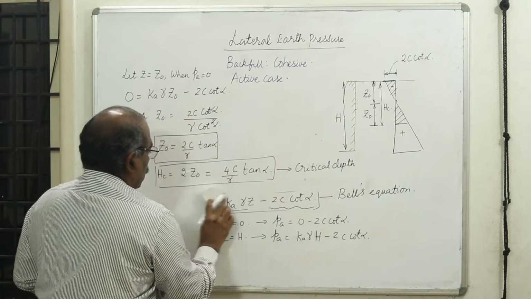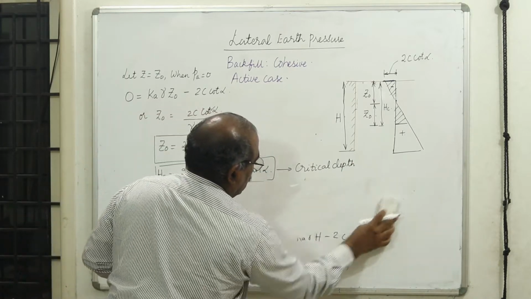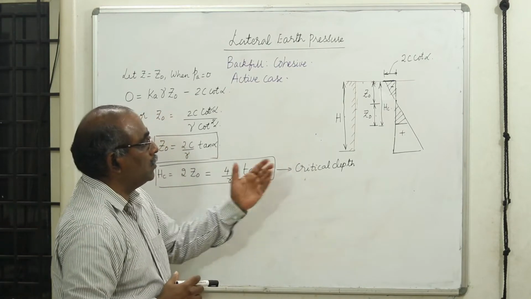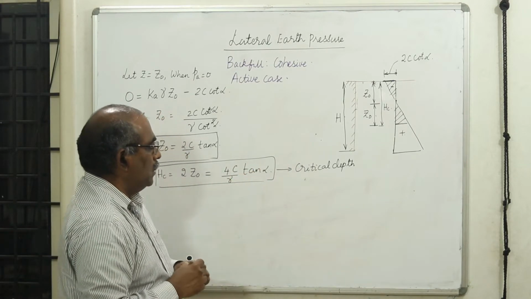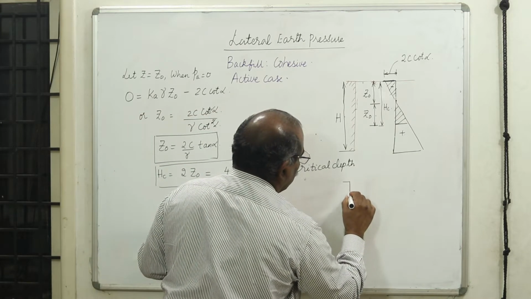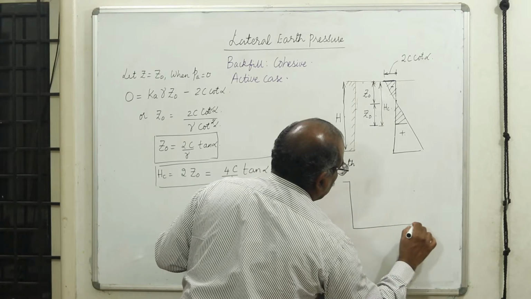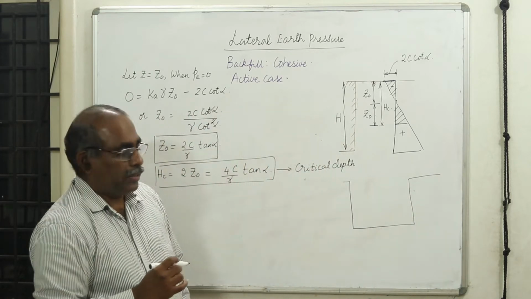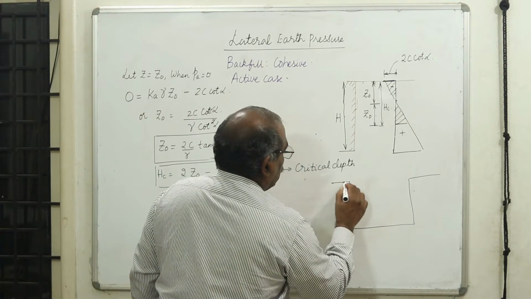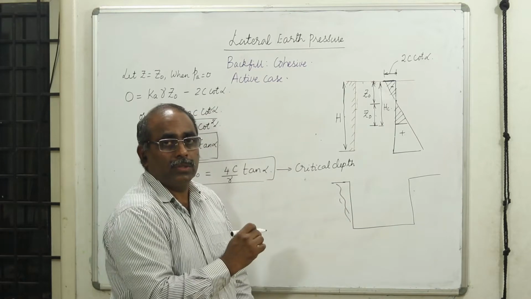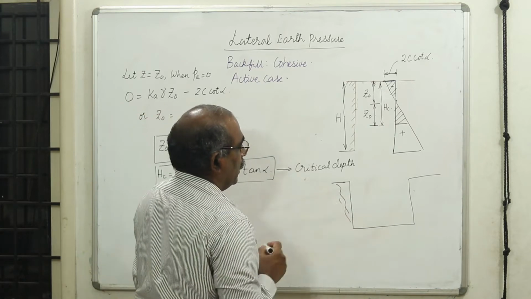Now, students, you would like to know what is the physical significance, because whenever you study something, you need to know what is the use of this critical depth. Now, let us say you are making an excavation for constructing a foundation. Now, when I make an excavation, if it is a cohesionless soil, can I make a vertical excavation? It starts running. It tries to run and will form its natural slope.